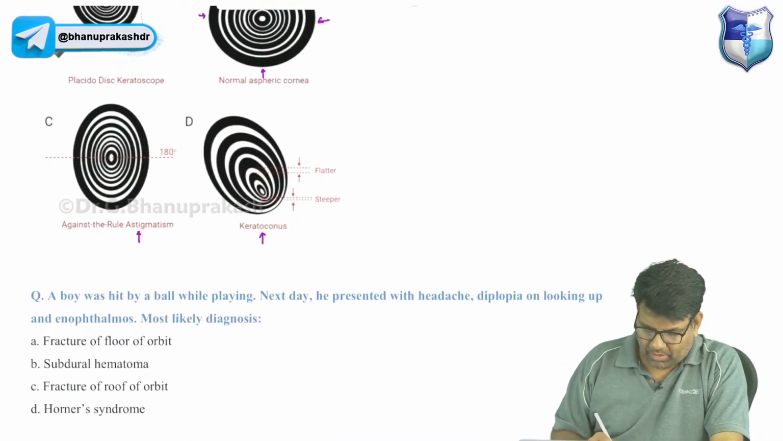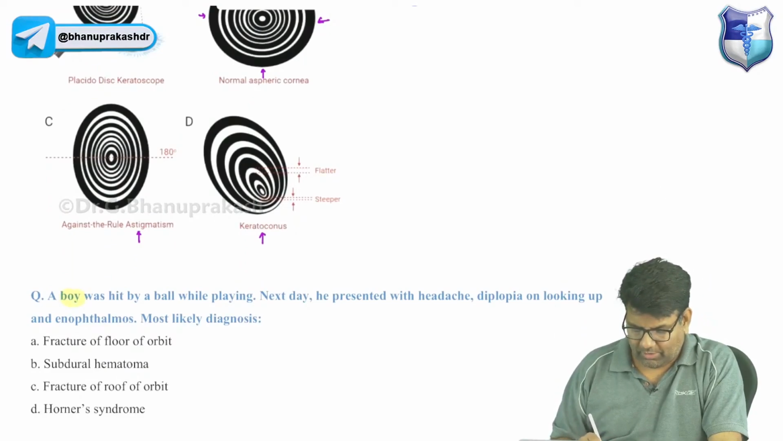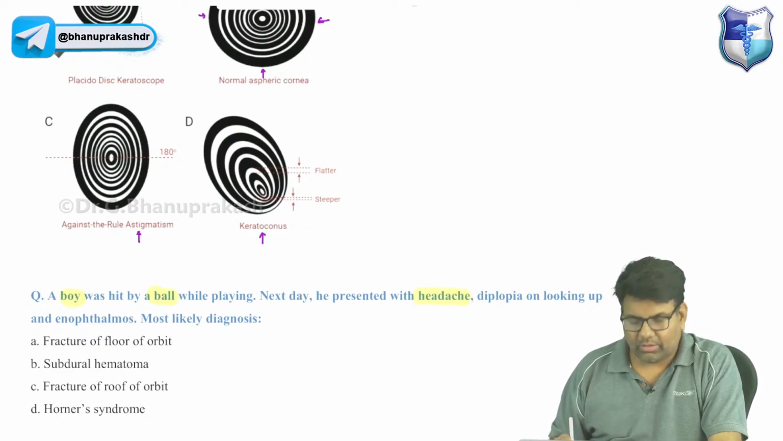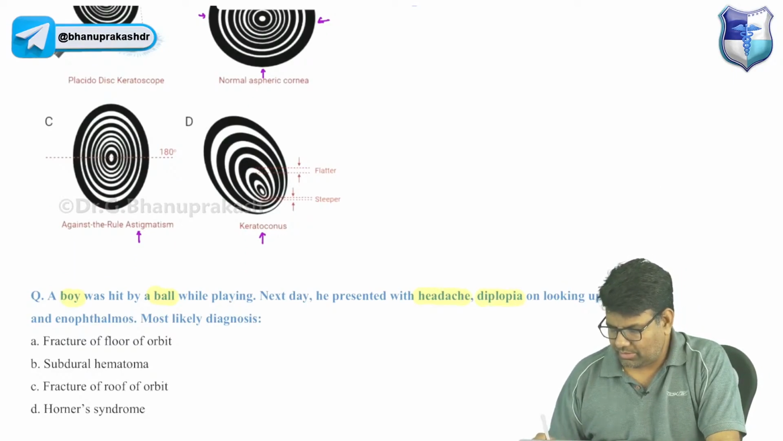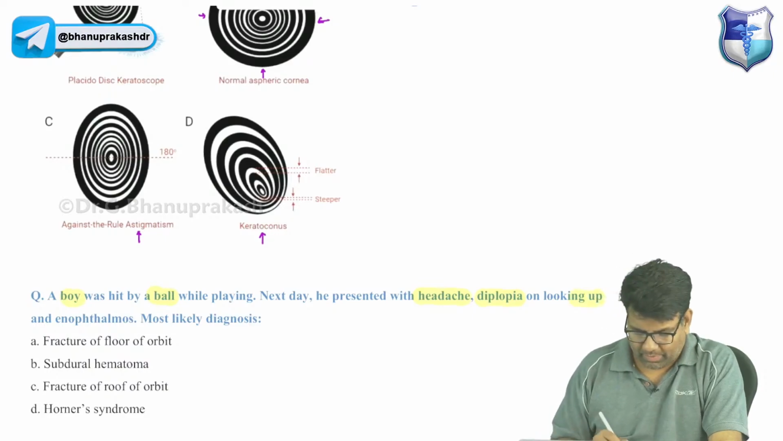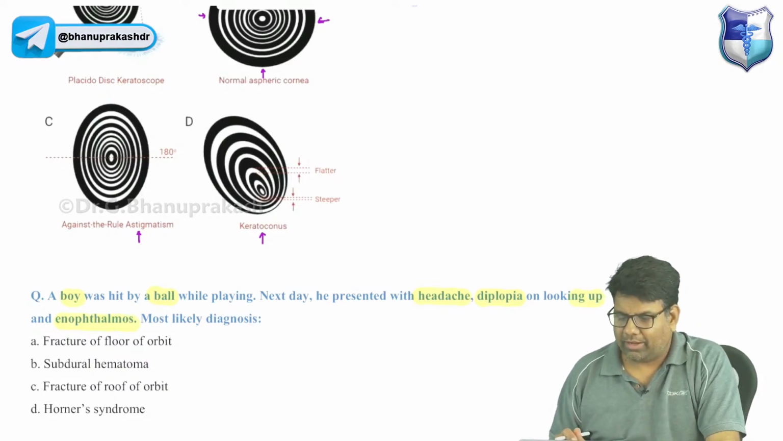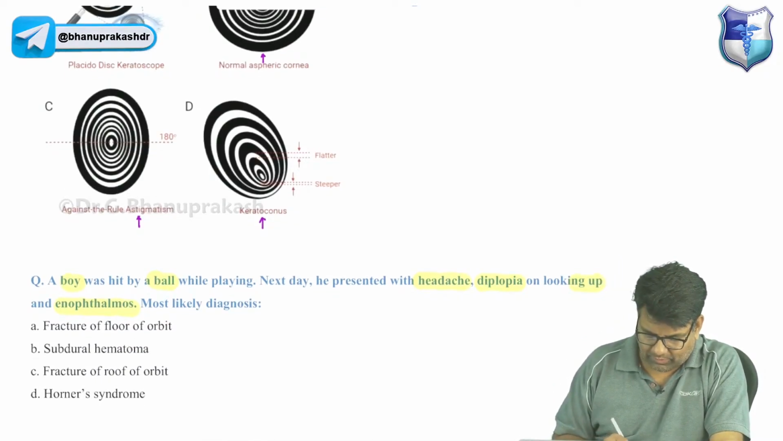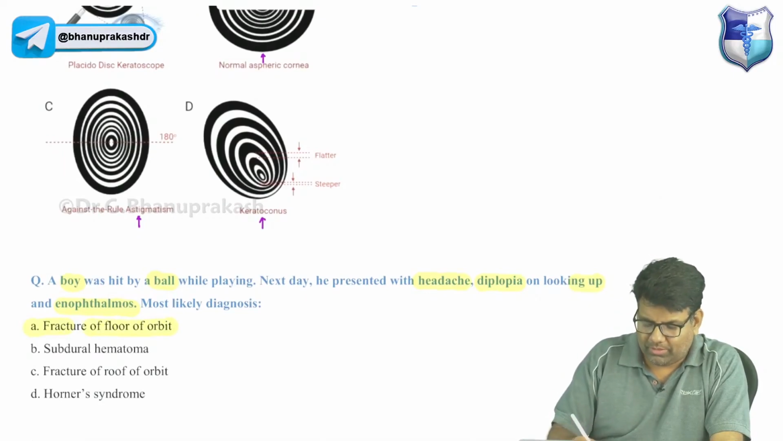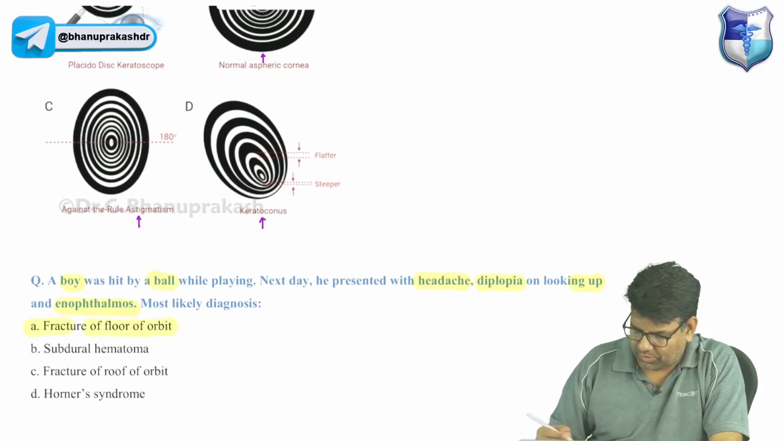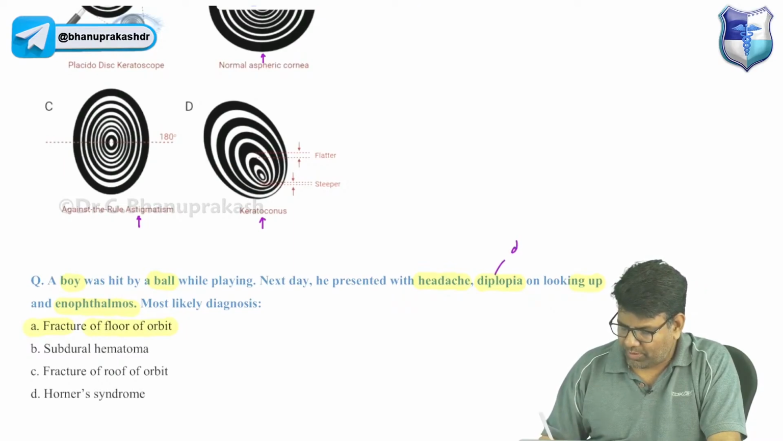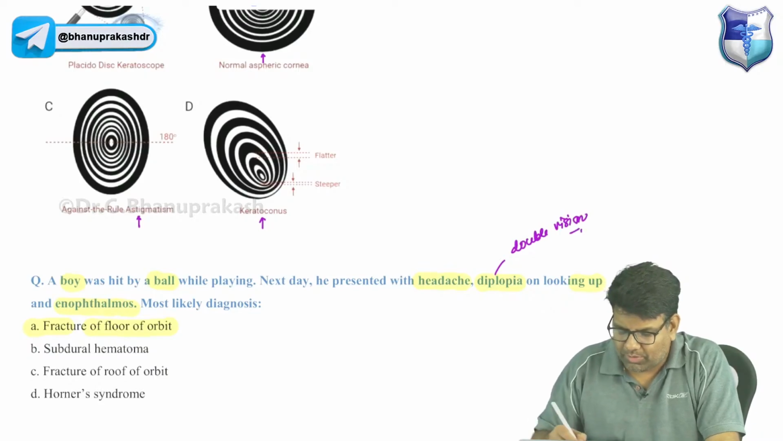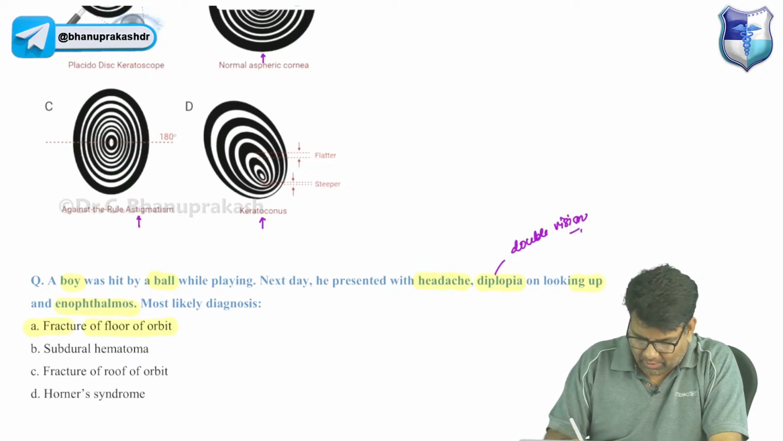Now next question. A child was hit while playing. He was hit in the eye, and later on he developed headache, diplopia on looking up, and enophthalmos. Most likely diagnosis? Very good, Raghu. This is fracture floor of orbit. Now, before answering this question, we should take a few words. Diplopia means double vision. Yes, Varun, you are right. And what is this word enophthalmos?